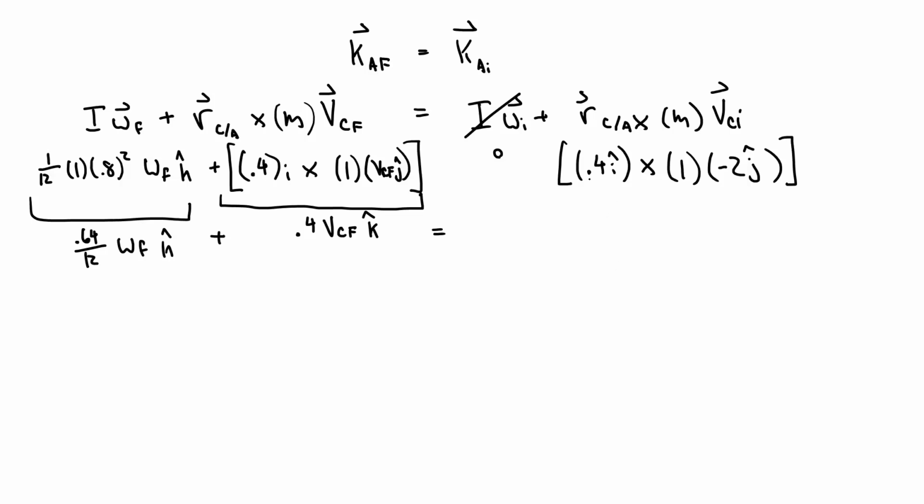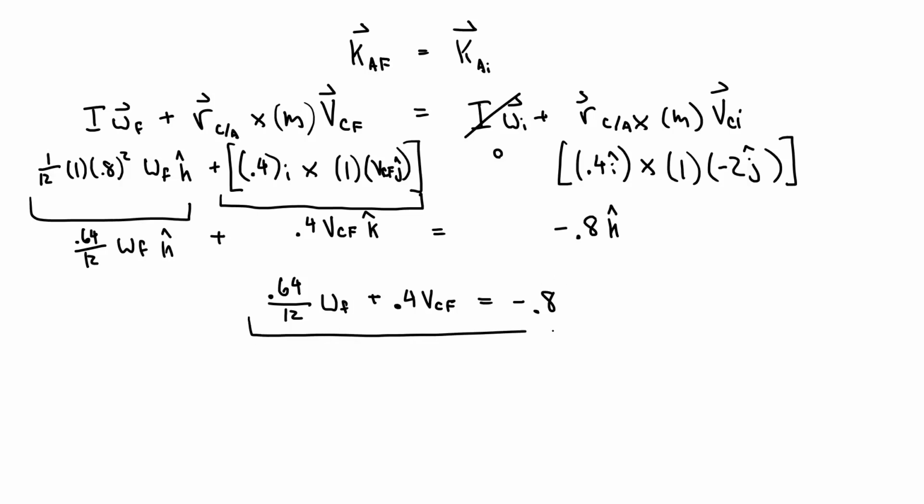All right, and so this piece, I have no unknowns over on this side. So this is just going to be -0.8 k hat. All right, so all of these are in the same direction. They're all k hat. So this simplifies down to 0.64 over 12 plus omega final. Can't forget our unknown. Plus 0.4 times VCF is equal to -0.8.